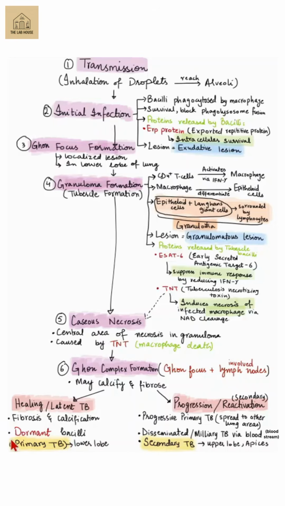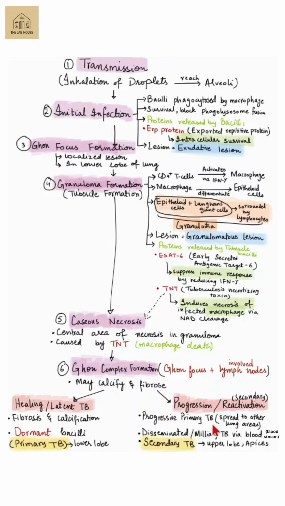It is a primary TB case in which the patient is immunocompetent. The disease is not spread. This is a latent infection. But later in life, when the person is immunocompromised, the Ghon complex ruptures, and from the area of caseating necrosis the bacteria will spread, and this causes progression and reactivation, secondary TB.